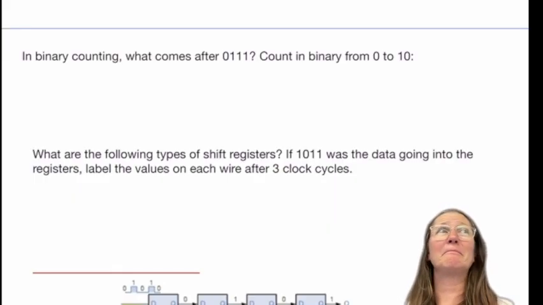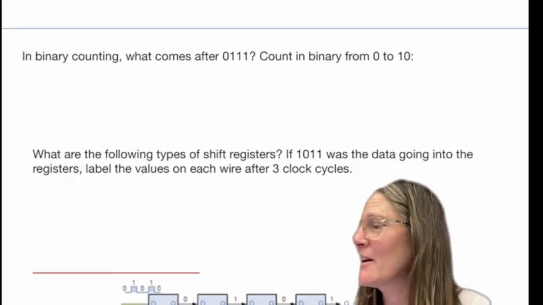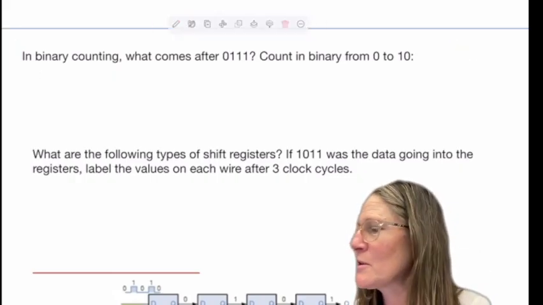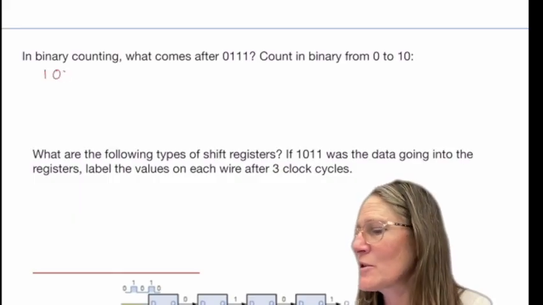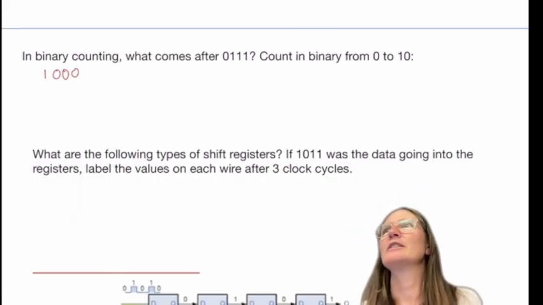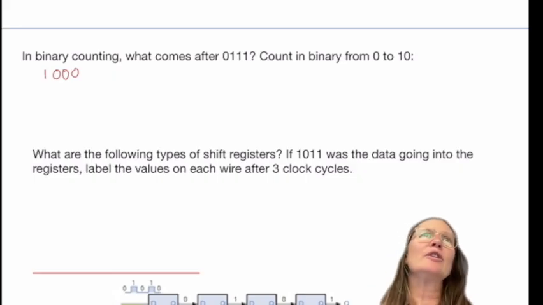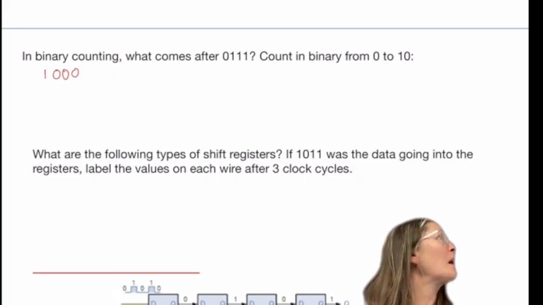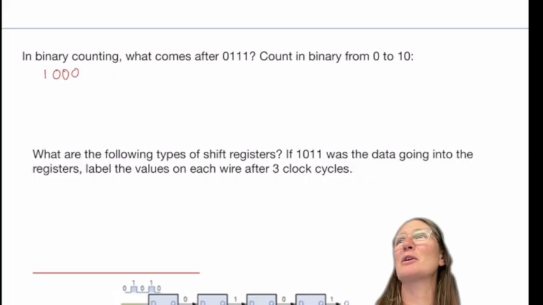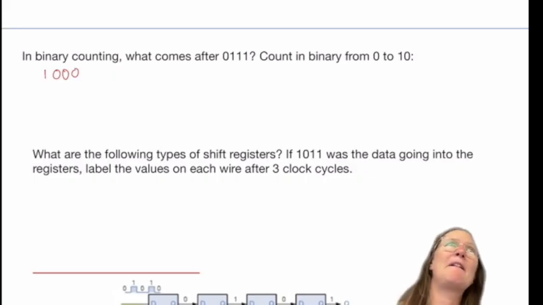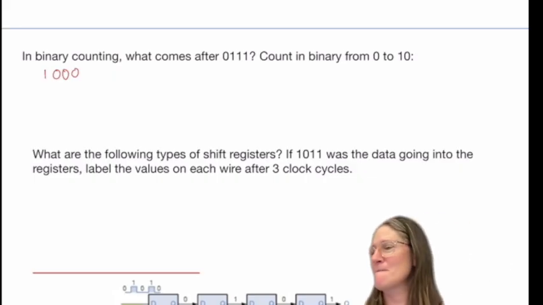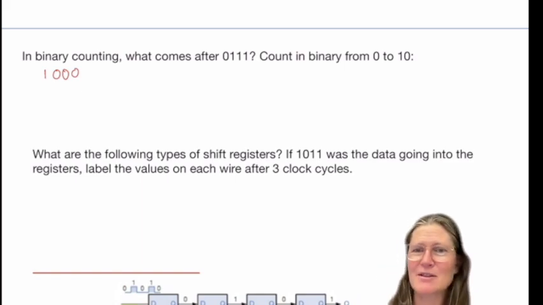Anyone? Okay, so it would be 1, 0, 0, 0. Okay. Count in binary from 0 to 10. So take a second, write down the numbers. And then I will write them, and hopefully they'll be the same.